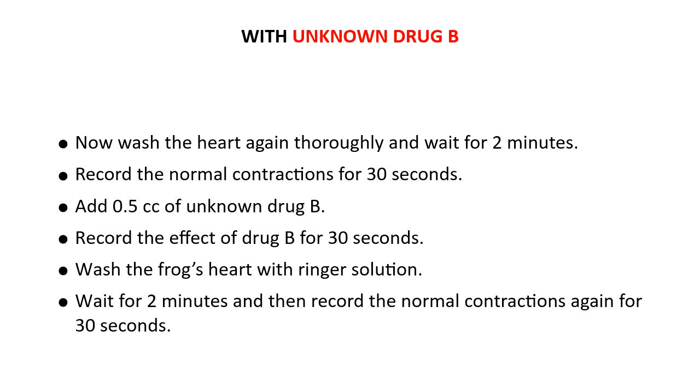If another unknown drug is given labeled B, wash the heart again thoroughly and wait for 2 minutes. Record the normal contractions for 30 seconds. Now add 0.5 cc of unknown drug B. Record the effect of drug B for 30 seconds. Wash the frog's heart with ringer solution. Wait for 2 minutes and then record the normal contractions again for 30 seconds, just like with unknown drug A.